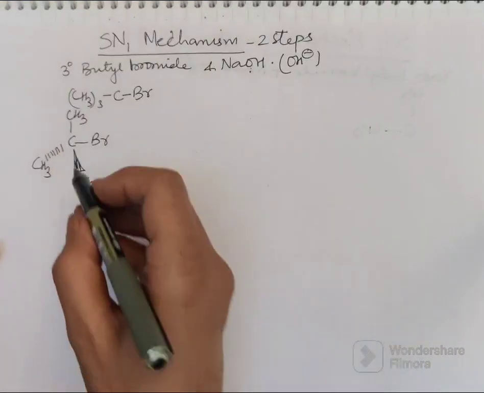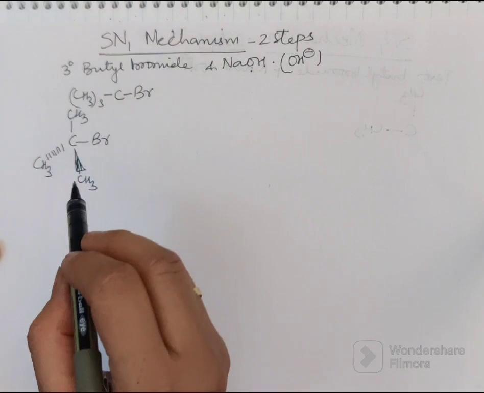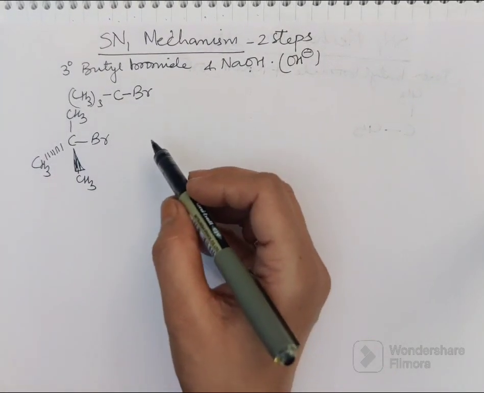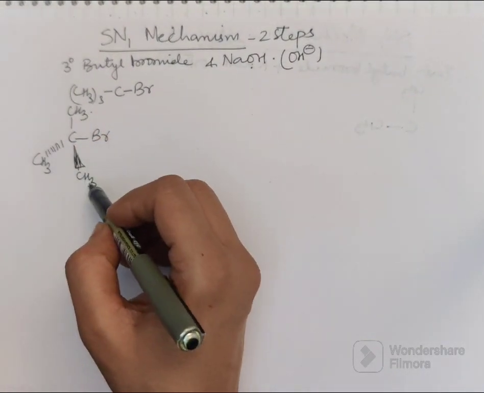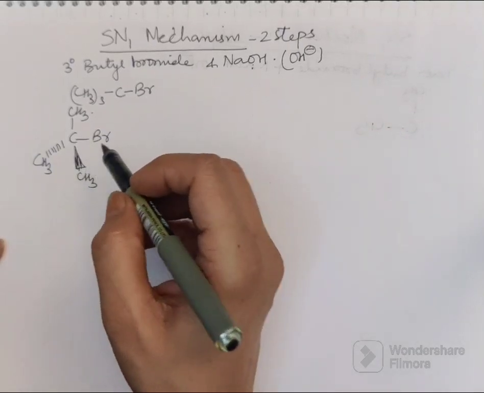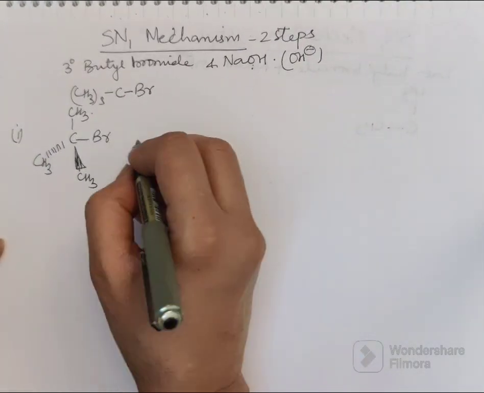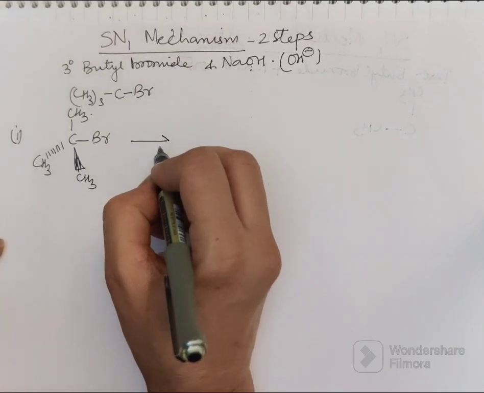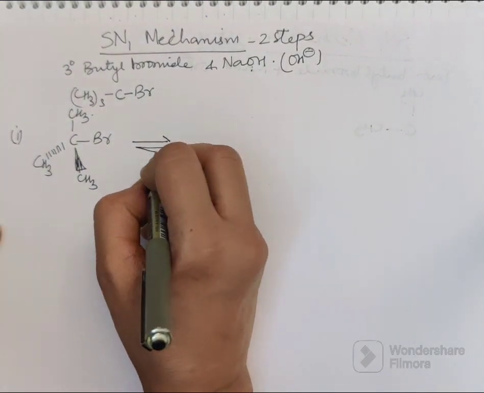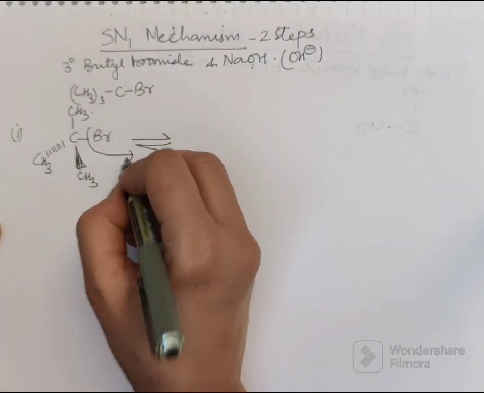If I draw its structure, it will be this compound. Now look at this. This cannot follow the SN2 mechanism because there are 3 methyl groups attached, a lot of steric hindrance. So what happens in the first step? It takes place in 2 steps. The first step is formation of a carbocation, which means this group goes away.